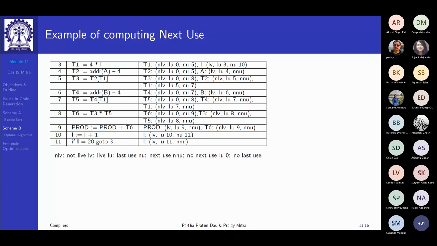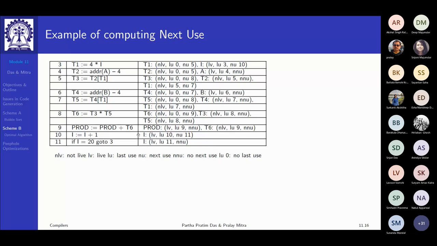Okay. So now to compute the next use of these variables, we'll go backwards. I start from the instruction shown at 11: if I is equal to 20, go to 3. So there is variable I. It's a program variable, so I assume it to be live. So I say it is LV. Last use is in 11 because in this instruction it has been used. And no next use is known, so I write NNU.